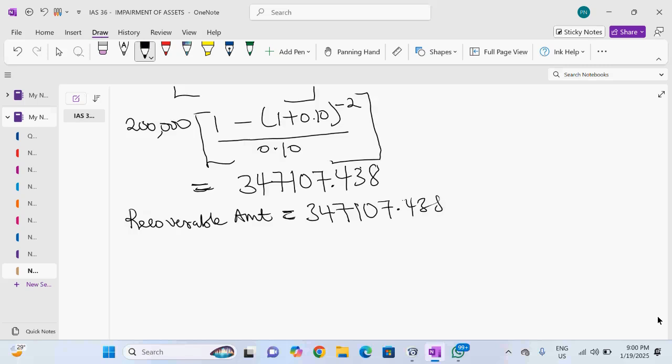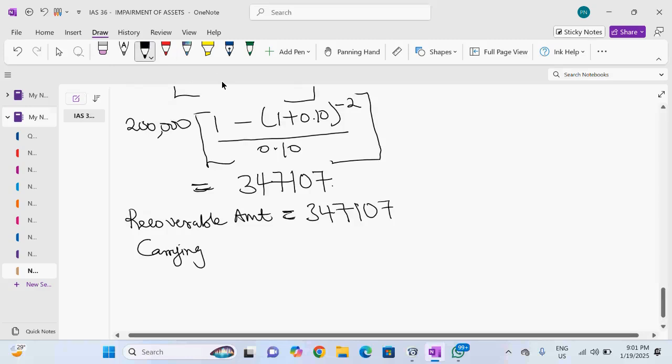So you can even round it to the nearest whole number. What is the nearest whole number? That is 347,000. So this is the recoverable amount.